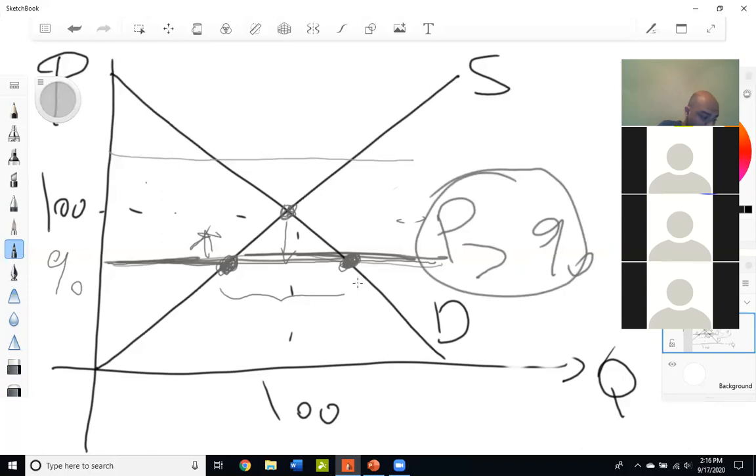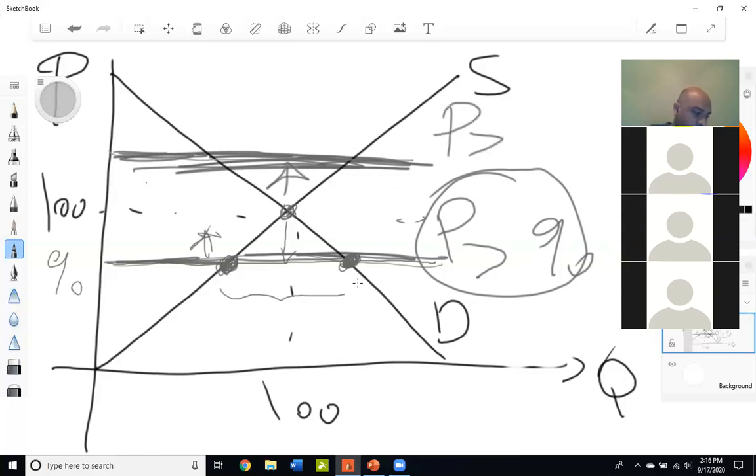A $120 price floor here, meaning that prices cannot go below this. Prices should be maximum here, minimum here. Prices must always be bigger than 120. This is our new situation. This is a new law. What happens here? Is this binding?